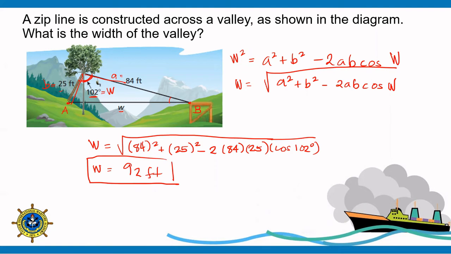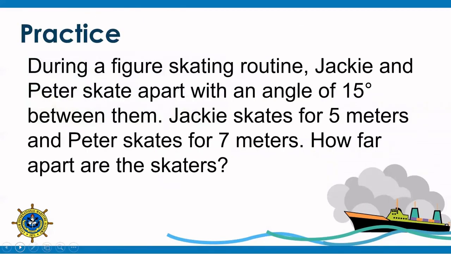Okay, so if we're done with this, let's have your first exercise, the first practice for this case. So during a figure skating routine, Jackie and Peter skate apart with an angle of 15 degrees between them. Jackie skates for 5 meters and Peter skates for 7 meters. How far apart are the skaters? So kindly figure out first on your own how will you be doing this, and then after that, I'm going to show you the solution.